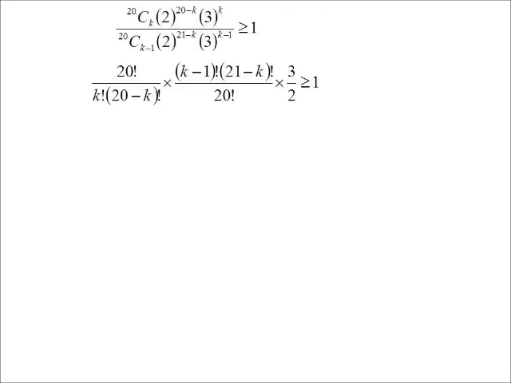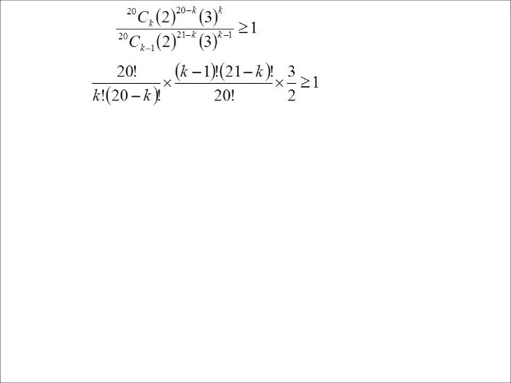So 20ck is 20 factorial on k factorial, 20 minus k factorial, times, invert and multiply, so the other factorial becomes on the bottom now, 20 factorial, k minus 1 factorial, 21 minus k factorial. Again, the two have to add up to give 20. Times, now I'm looking at the numbers. Whilst I don't know what k is, if I've got 2 to the power of 20 minus k and 2 to the power of 21 minus k, I do know that the power of 21 minus k must be bigger than the power of 20 minus k. So I know that'll cancel and leave 2 on the bottom.